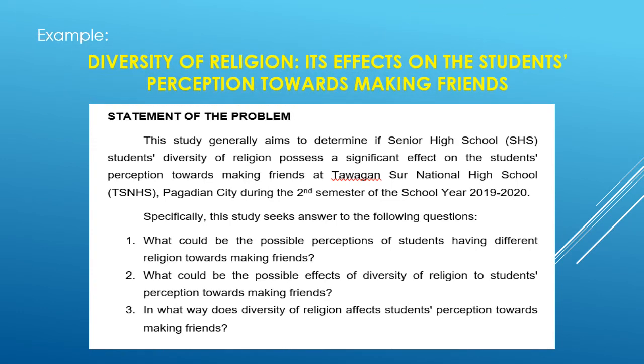This is his question. If you notice, it is also very short. But of course, in the first paragraph of your question, you have to come up with a general aim or general intention. So, what he did in the statement of the problem: this study generally aims to determine if senior high school students' diversity of religion possesses a significant effect on the students' perception towards making friends at Tawagan Sur National High School, Pagadian City during the second semester of school year 2019-2020.